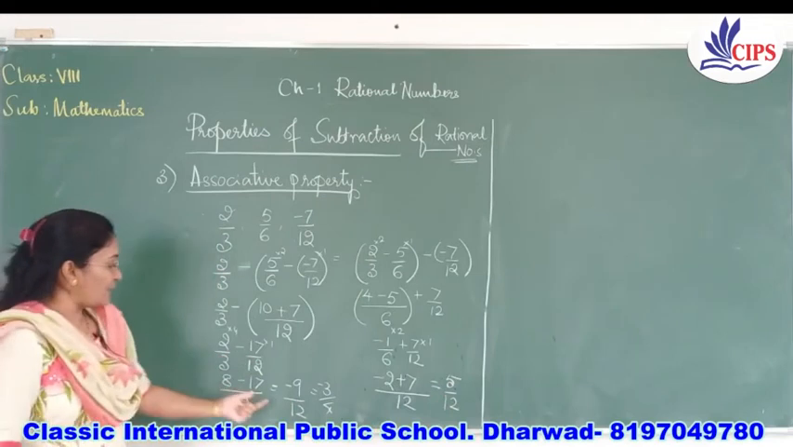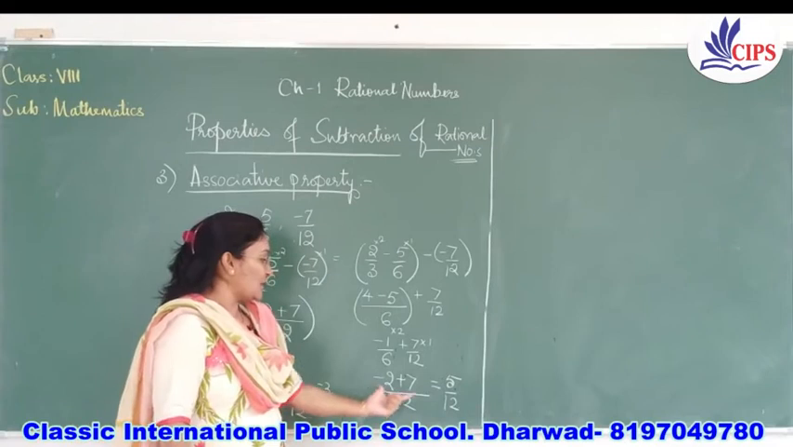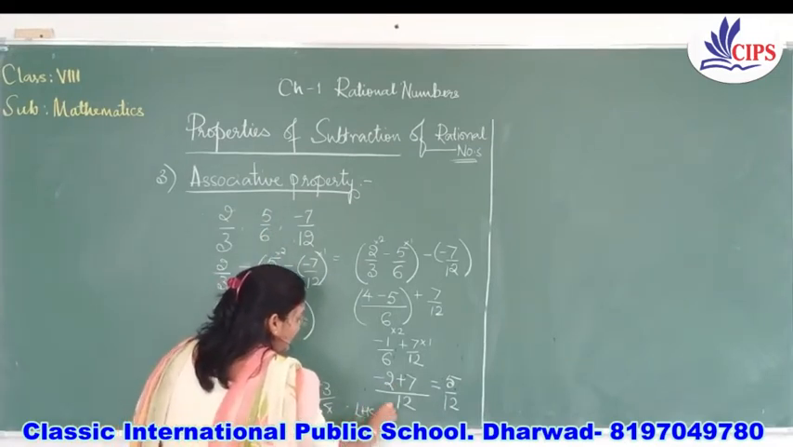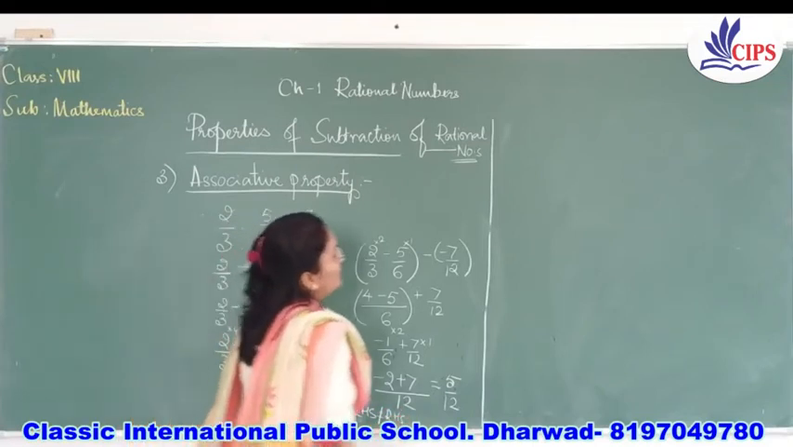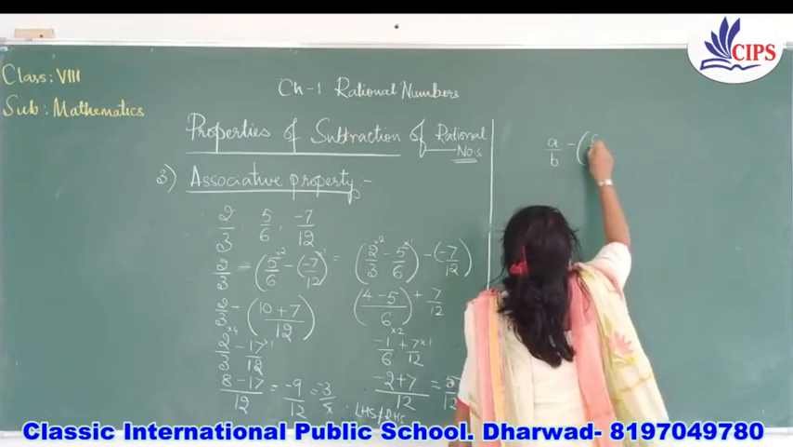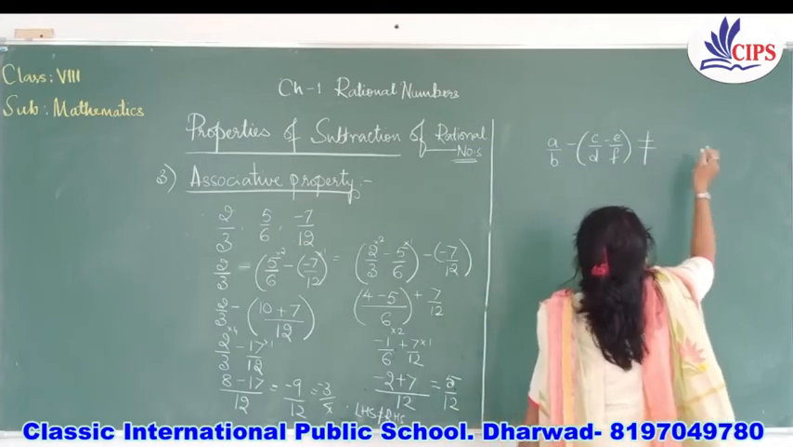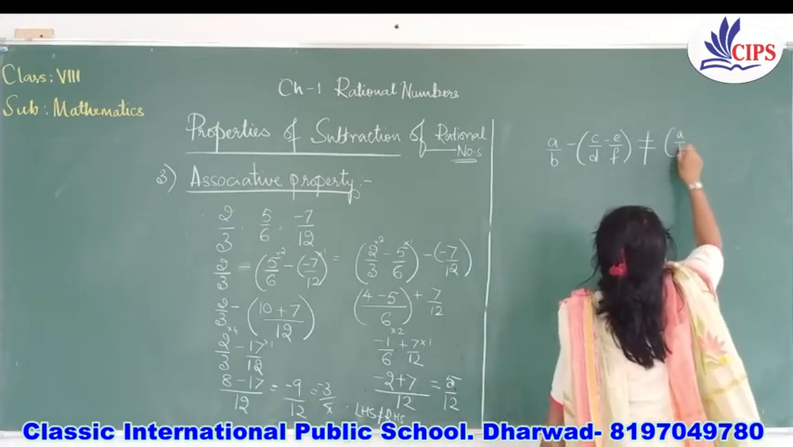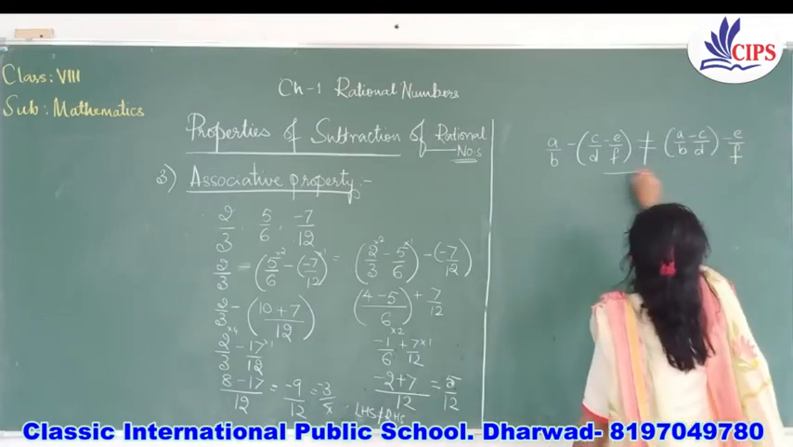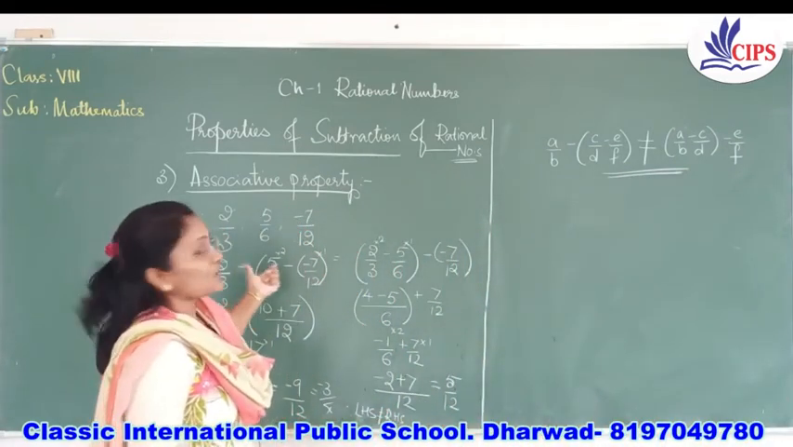See, on LHS we have got minus 3 by 4, and on RHS we got 5 by 12, which are not equal to each other. Therefore, what we can say? LHS is not equal to RHS, and we'll write the last statement, that is A by B minus C by D minus E by F is not equal to A by B minus C by D minus E by F. So here associative property doesn't satisfy for subtraction.